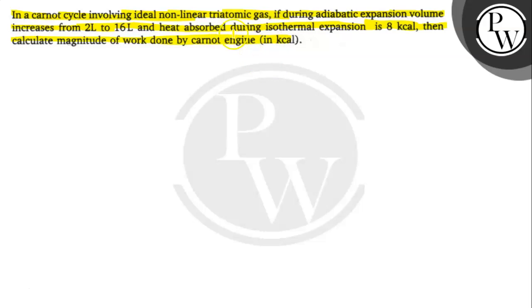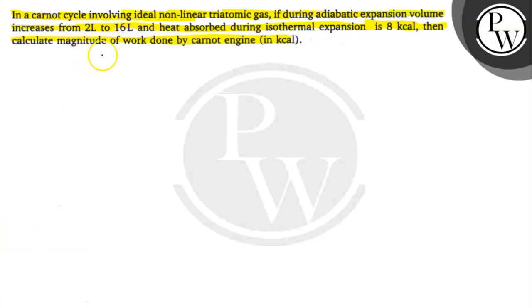So generally it is given that the ideal non-linear triatomic gas, and during the adiabatic expansion the volume increased from 2 liter to 16 liter, and during isothermal expansion the heat absorbed is 8 kilocalorie. So now you have to find out the work done by the Carnot engine. So let's solve this question.